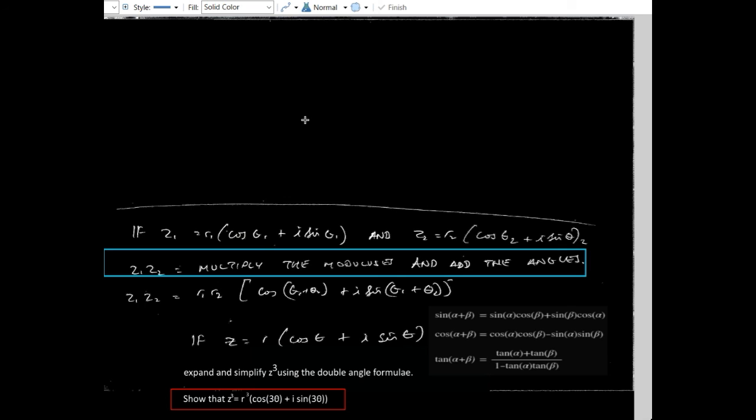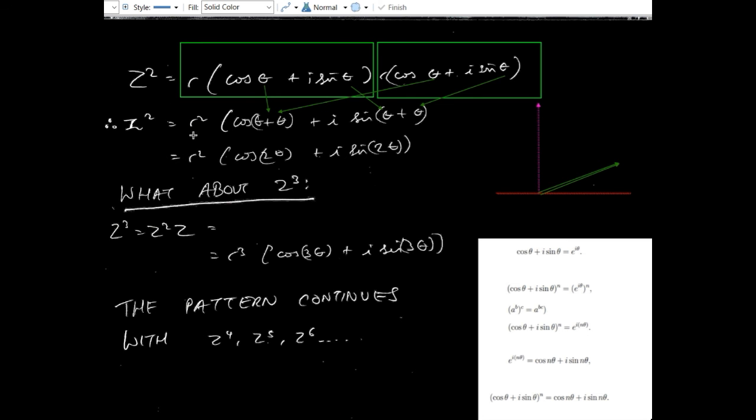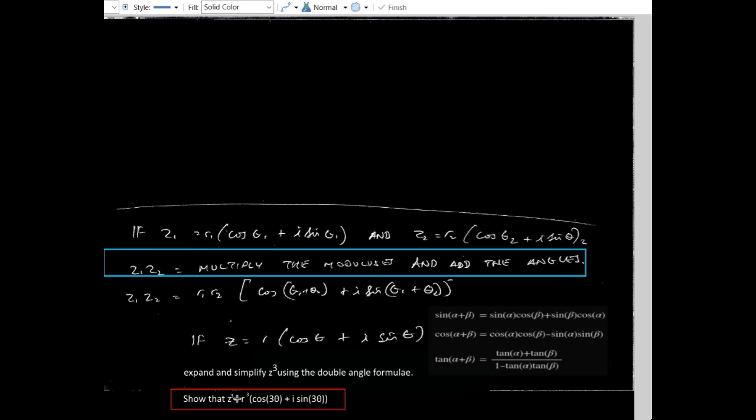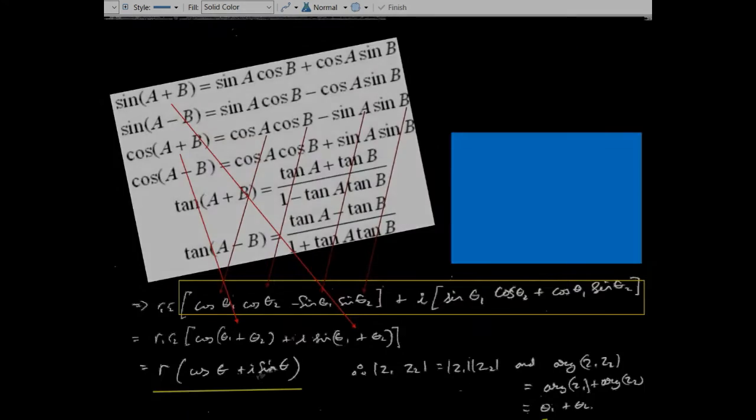Now, if z1 is equal to r cos theta plus I sine theta, and z2 is equal to r2 cos theta 2 plus I sine theta 2, then z1 times z2, you multiply the moduluses, and you add the angles. That's a little summary there. z1, z2, r1, r2, there's me multiplying, and there's the addition of angles. Now, when it comes to z squared, you simply would end up with r squared cos 2 theta plus I sine 2 theta. And when it comes to z cubed, you'd end up with r cubed cos 3 theta plus I sine 3 theta. And I would suggest you follow the same patterns in order to find that out.